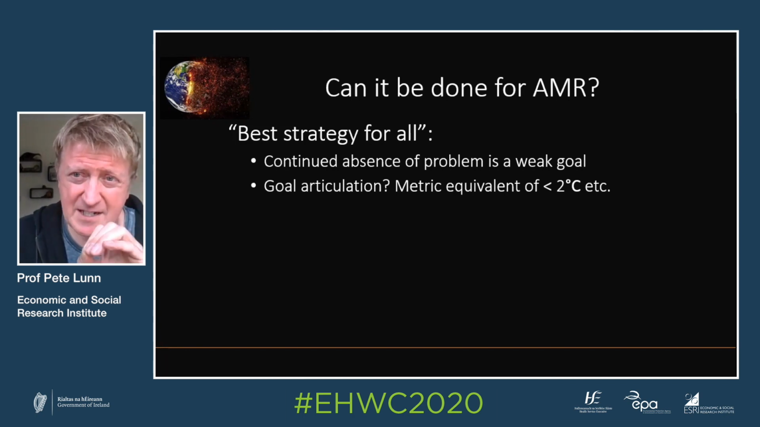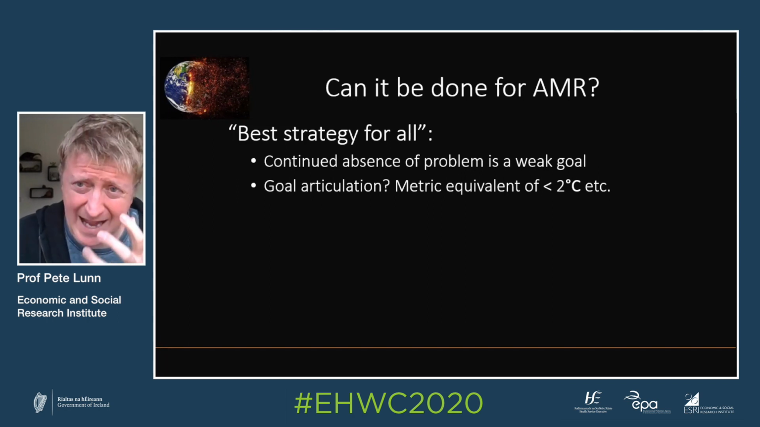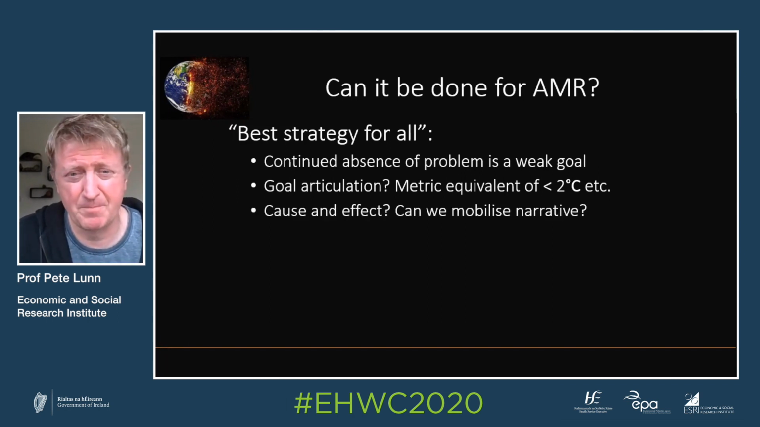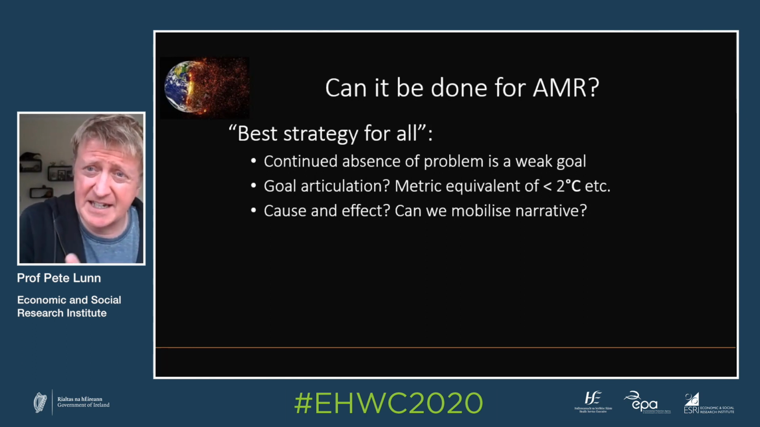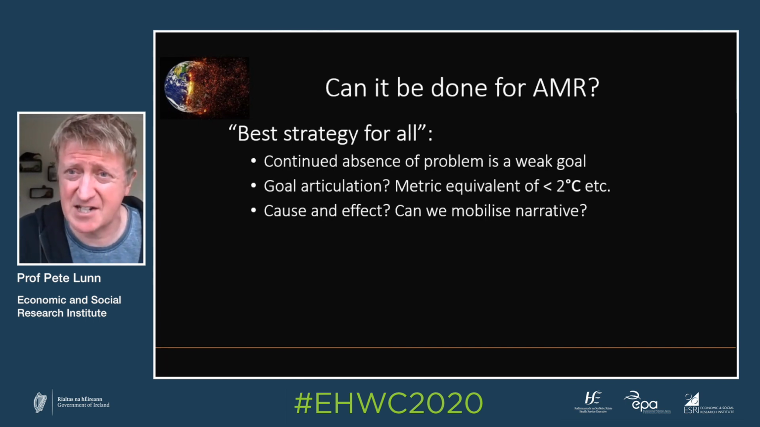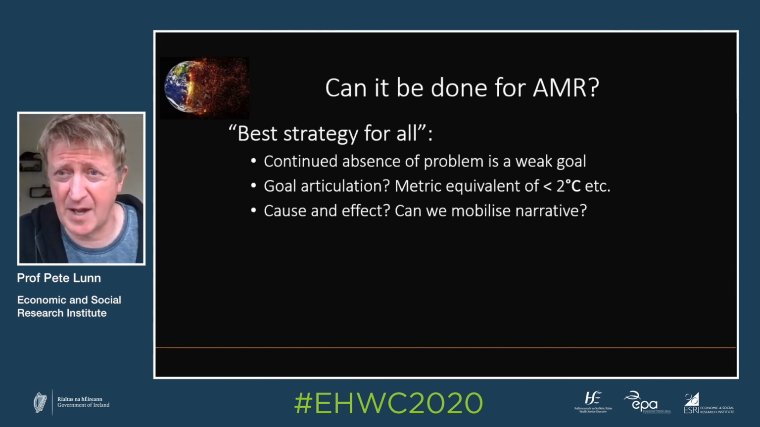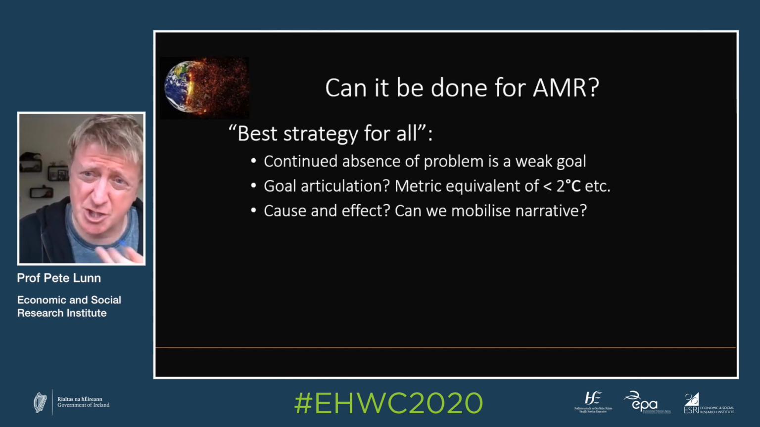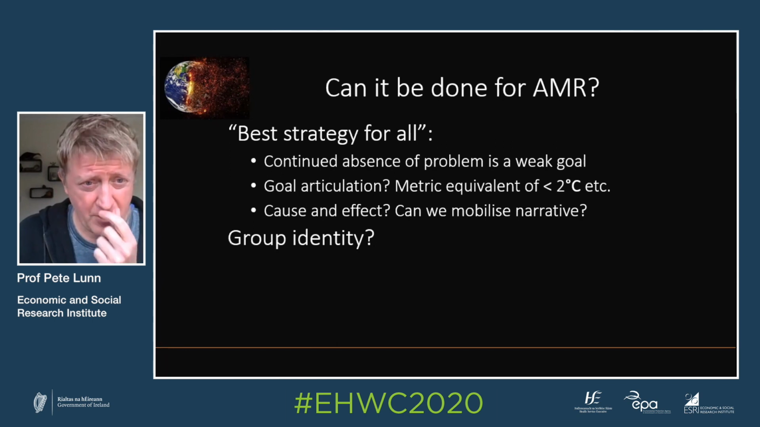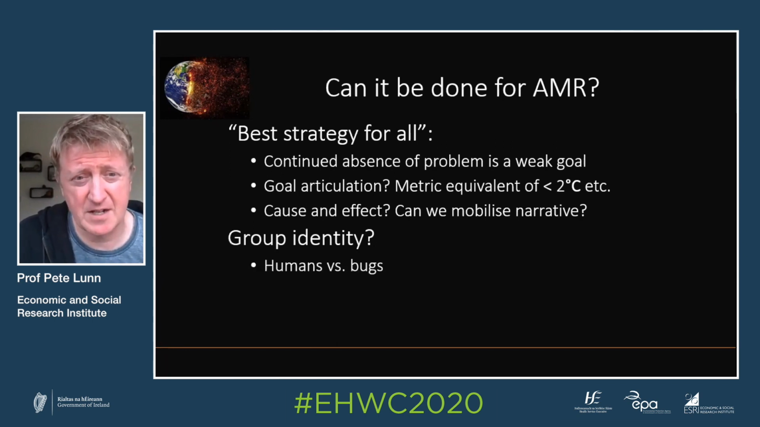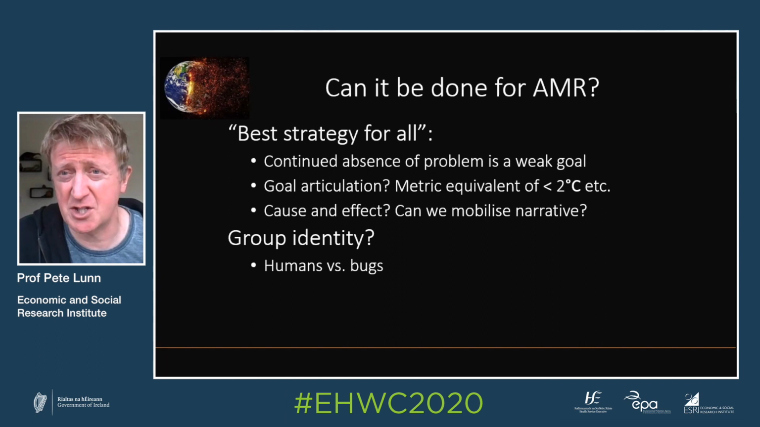And what this collective action research would suggest is that if you can have a clear target or a goal, it's going to help. Cause and effect: can we get people to really understand how one thing is leading to another within the collective action problem we face? And can we mobilize narrative examples to get that across, to communicate it? And I would argue, as a behavioral scientist, can we test those and show that they're improving people's comprehension? What can we do to foster group identity? Well, we do have the fact that it's humans versus bugs.